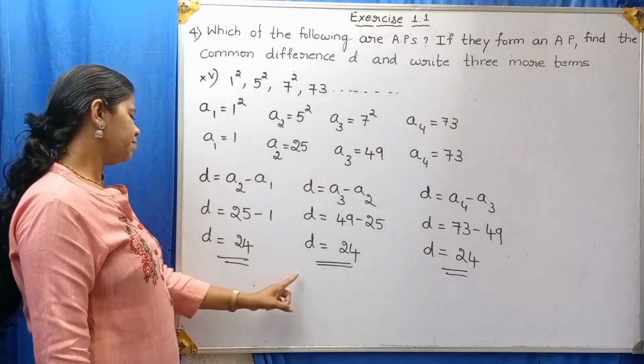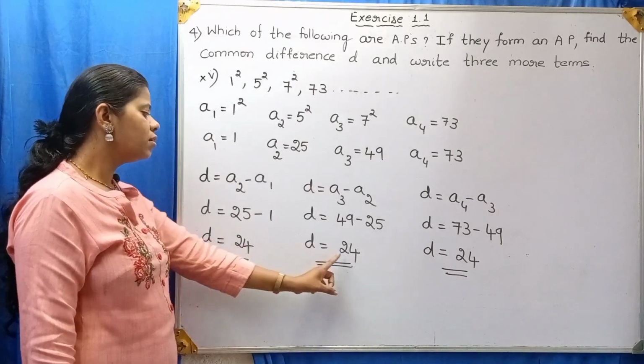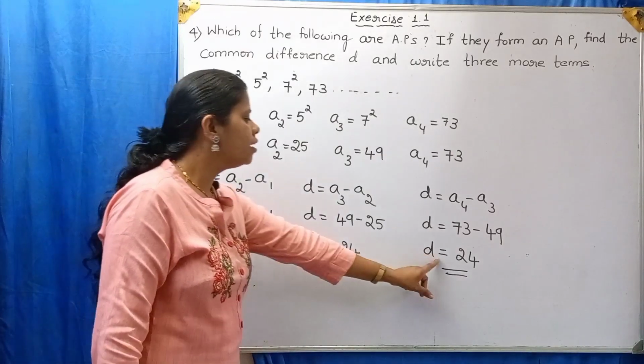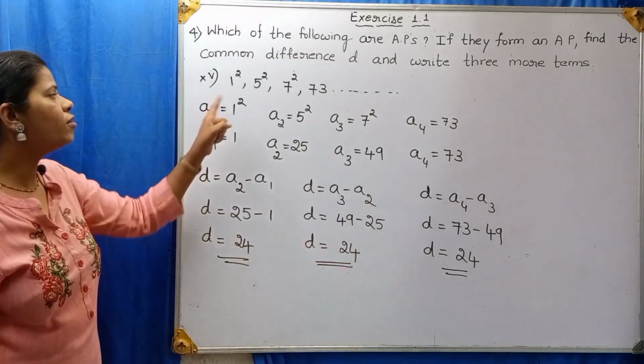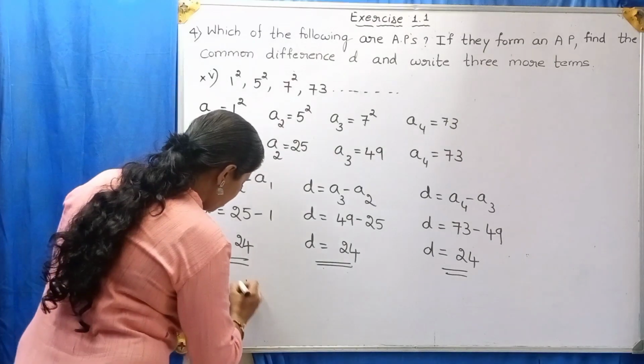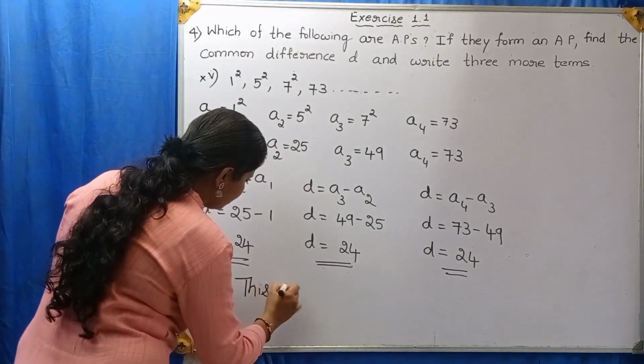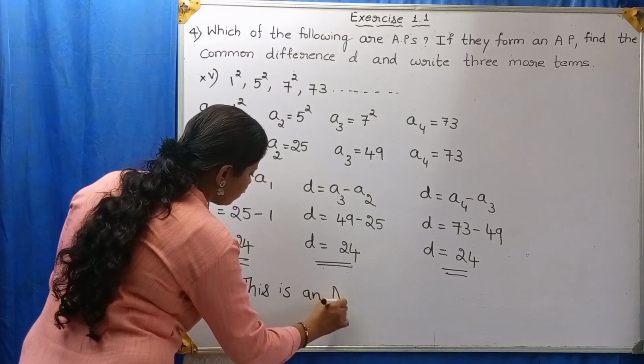Now compare this. D is 24. Here also it is 24. Here also it is 24. D is the same. Therefore this is an AP.